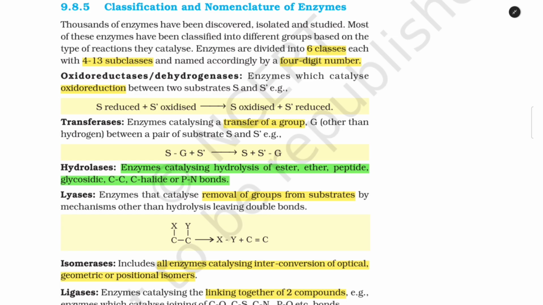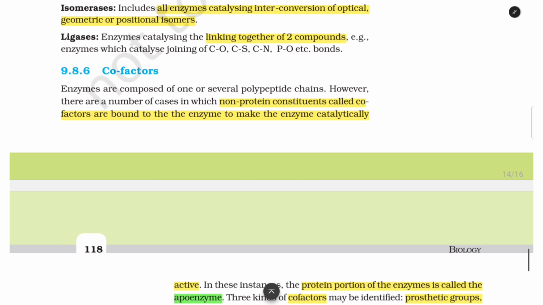Hydrolases are enzymes catalyzing hydrolysis of ester, ether, peptide, glycosidic, carbon-carbon, carbon-halide or P-N bonds. Lyases are enzymes that catalyze removal of groups from substrates by mechanisms other than hydrolysis, leaving double bonds. Isomerases include all enzymes catalyzing interconversion of optical, geometric or positional isomers.